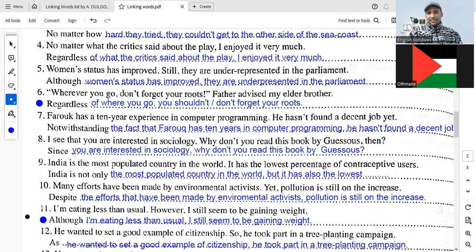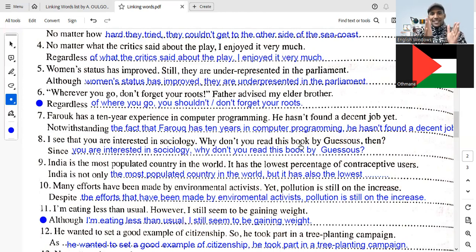Can you give me an example in a sentence using the word regardless of? We have already an example here: regardless of where you go, don't forget your roots. Give me your example now. Regardless of where you are, don't forget. Pray.